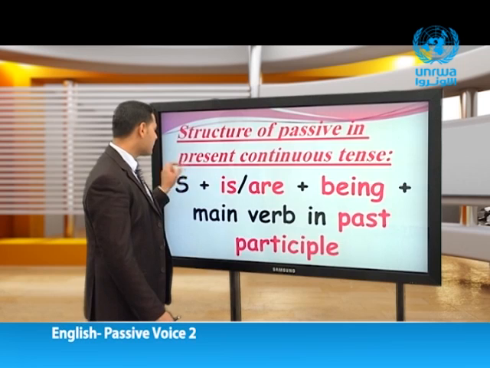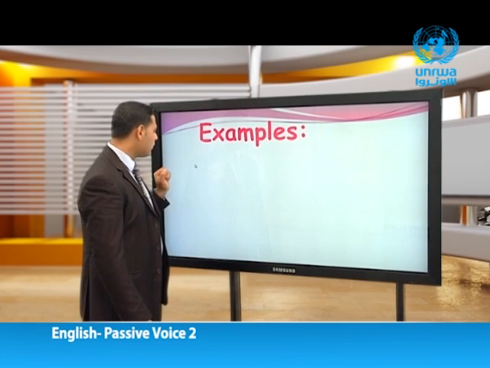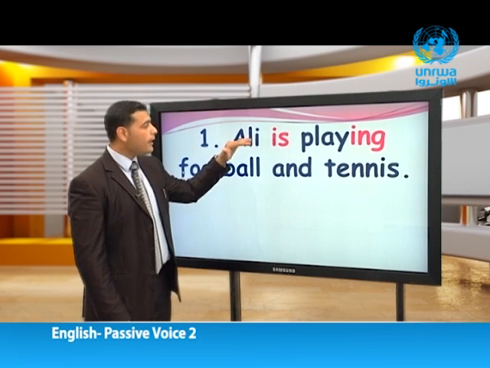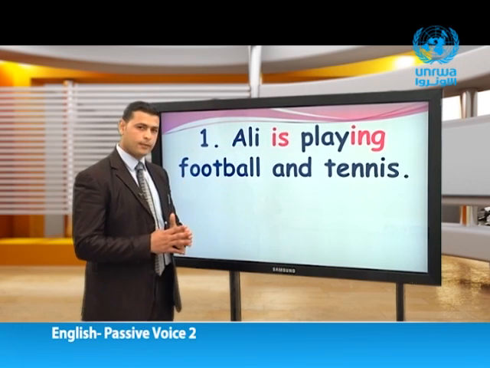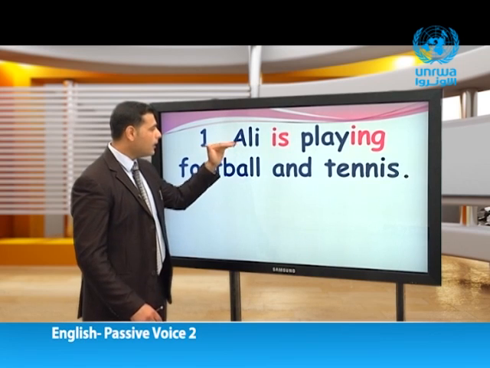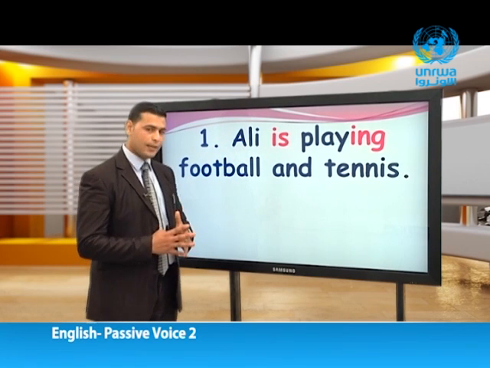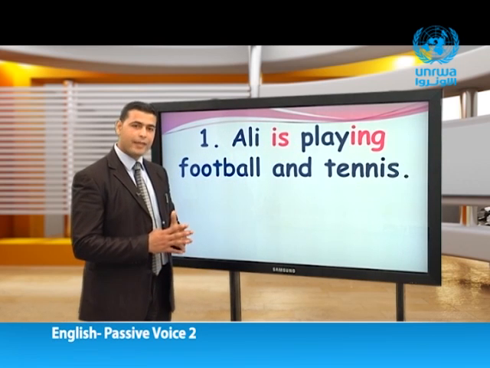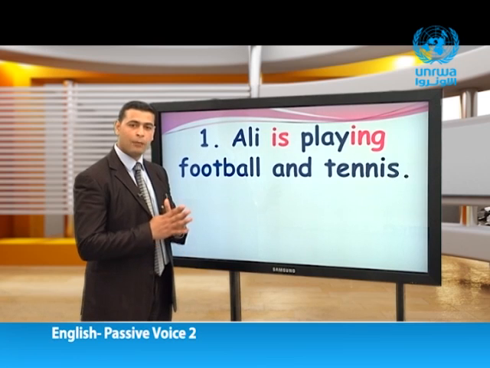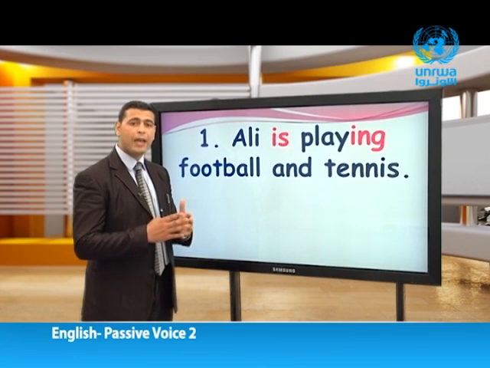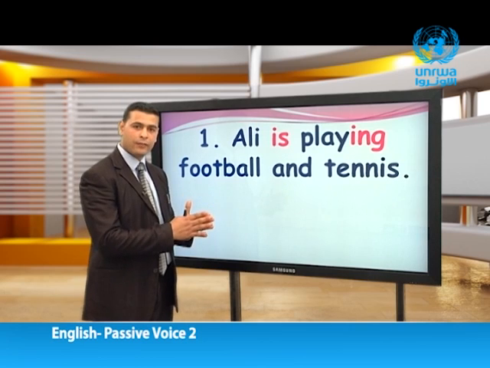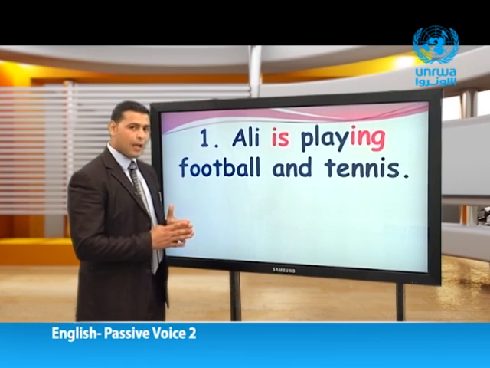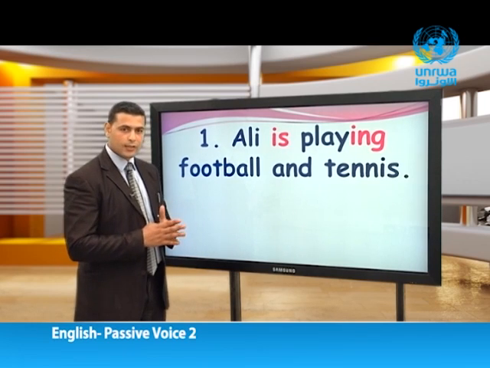Let's have some examples. Here, the first example, number 1, Ali is playing football and tennis. The sentence again, Ali is playing football and tennis. This sentence is in the present continuous. Now, how can we change the sentence from active to passive? The object of the sentence becomes the subject of the passive sentence.